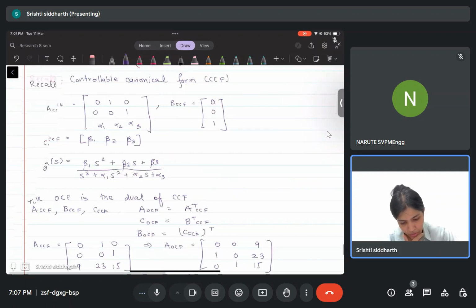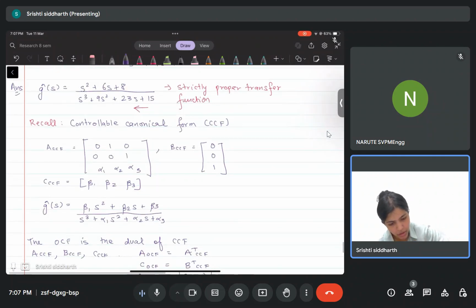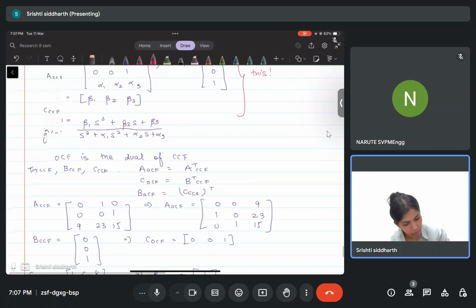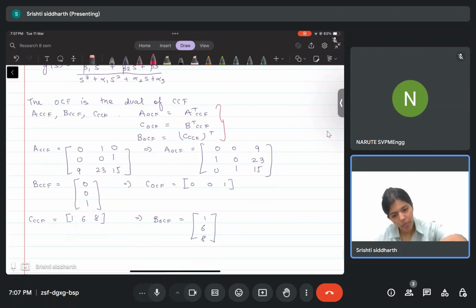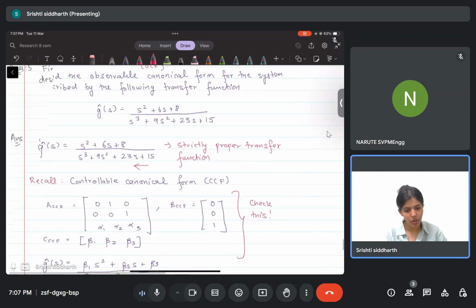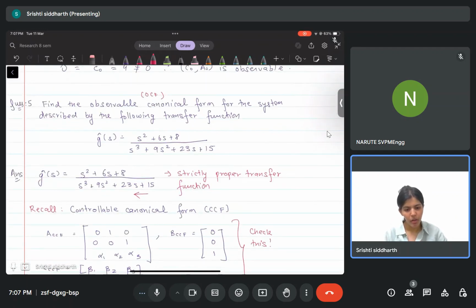So actually you can check in one of the textbooks if the standard form is correct or not. You can easily figure out the matrices in the observable canonical form by this duality relation. Alright. So if this question was clear to you, we have found the observable canonical form when the transfer function of the system was given.